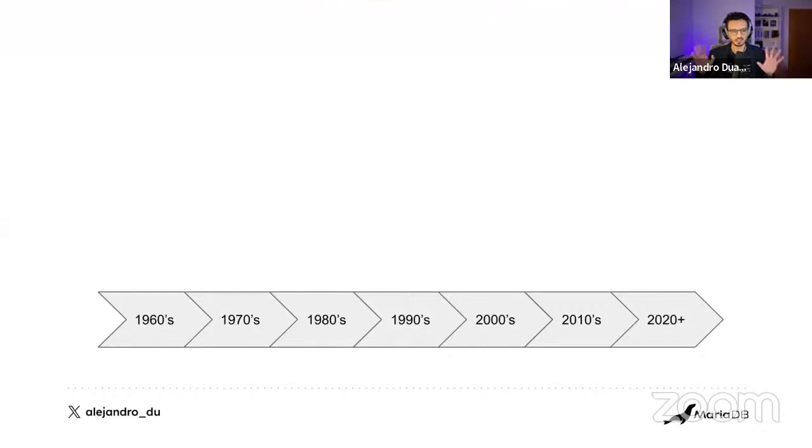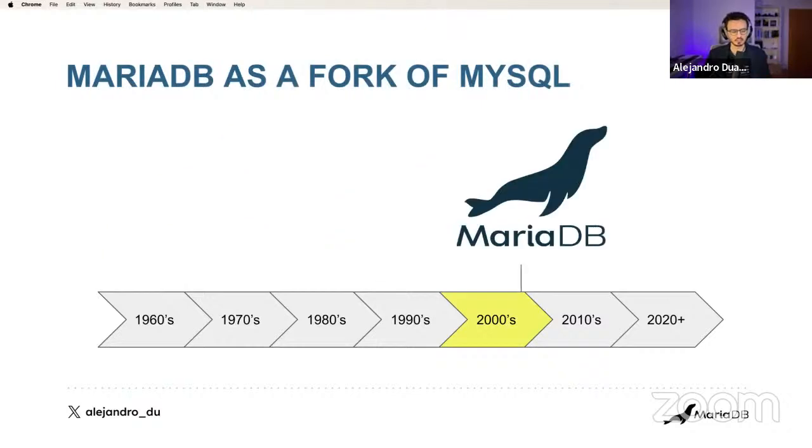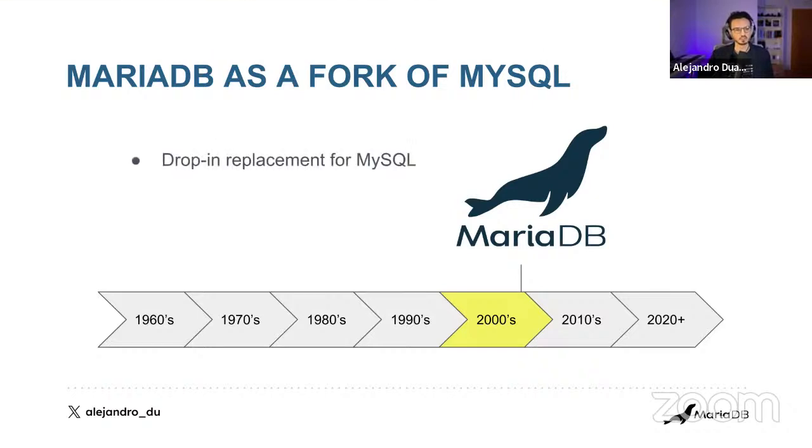And so for that, I'm going to use this timeline. This is the timeline of the history of databases since the 1960s to today, right? And MariaDB was born around here in 2009. It was a fork, and it is still obviously a fork of MySQL. So they copied the code of MySQL, which is another very popular relational database. And the initial intention was to be a drop-in replacement for MySQL. Back then the first release was MariaDB 5.1.38. We are in 11.2.